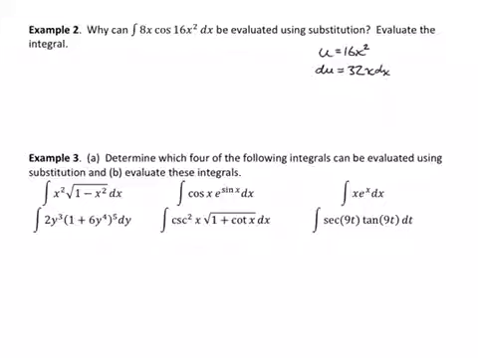Now I say, well, let's see, I've got 8x dx, but I have 32x dx over here. So in order to get rid of the 32, I'm going to multiply both sides of this equation by 1/4. And when I'm done, I'll get 1/4 of du is equal to 8x dx.